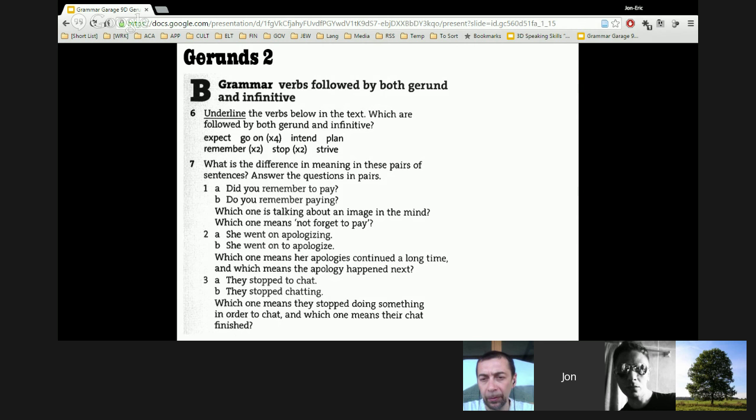David says that A, they stopped to chat means stop doing something in order to chat. 100% correct. You're right. And B, stop chatting means their chat has finished. 100% correct. You are right. That's it. Stop to chat. We stopped walking and we started talking. Stop chatting, right? That means we stopped talking. So we stopped the action of chatting. All right. I think you're starting to get it.